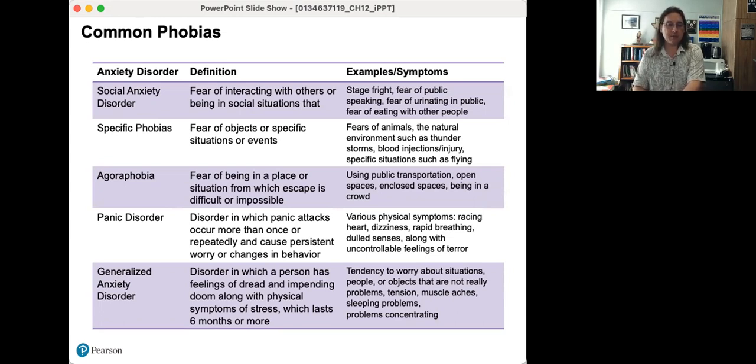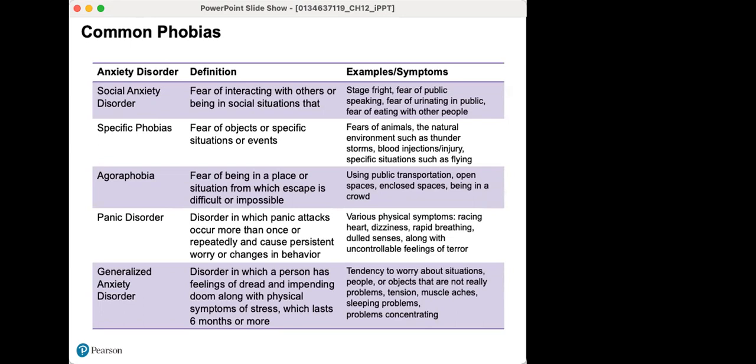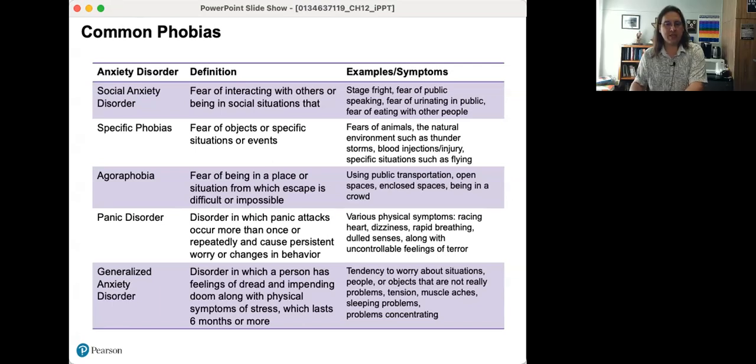What are some other symptoms you might see? Oh, it says right over here, examples of symptoms: racing heart, dizziness, rapid breathing, dulled senses, along with uncontrolled feelings of terror. A lot of people that have panic attacks report feeling like they're having a heart attack, that their heart is going to explode out of their chest, is what was described to me. So those would be an example of a panic attack, and multiple panic attacks or persistent worry that would cause panic attacks would be classified as a panic disorder.